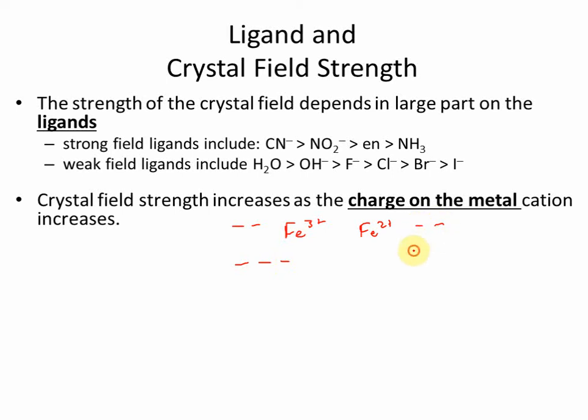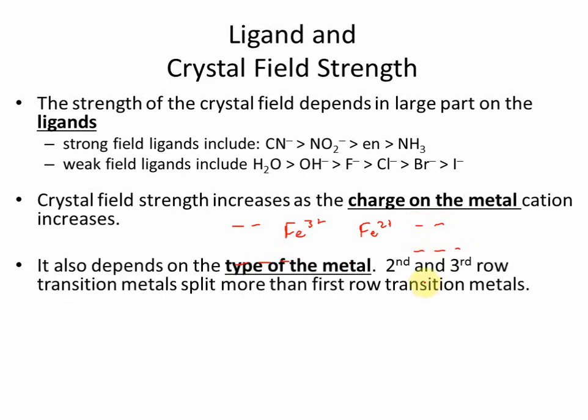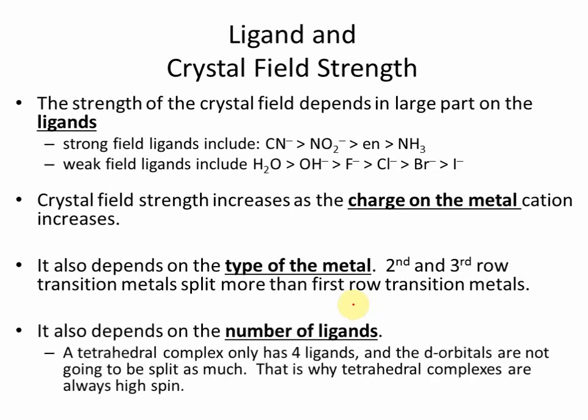It also depends on the type of the metal. Second and third row transition metals split more than the first row transition metals. And then the last criterion is the number of ligands. The more ligands that you have, the more the separation. This is why a tetrahedral complex, which only has 4 ligands, has a smaller amount of splitting than the octahedral complexes that have 6 ligands. And so because the tetrahedral complexes aren't split as much, they always form high spin complexes.